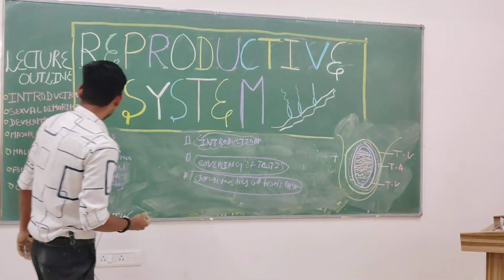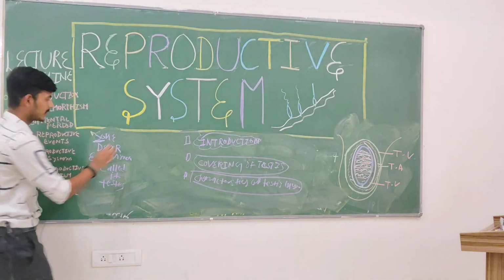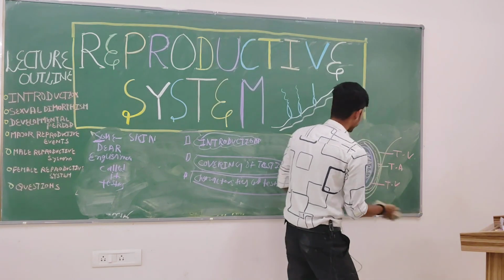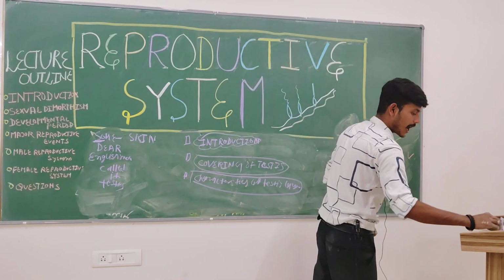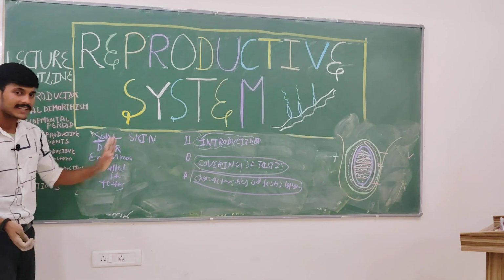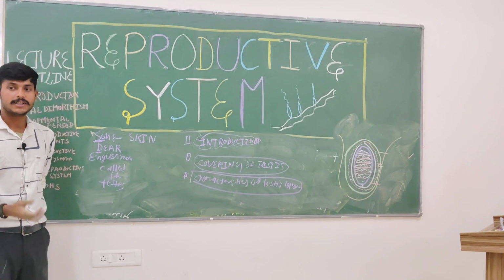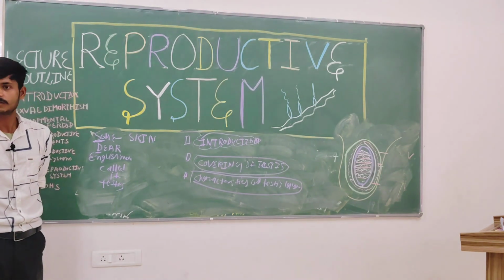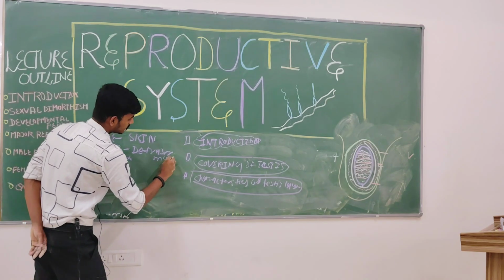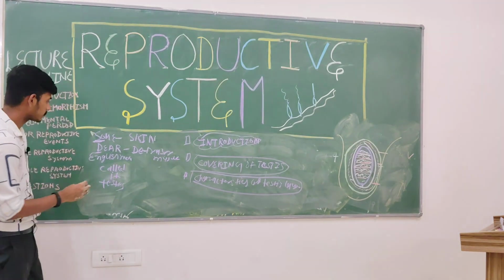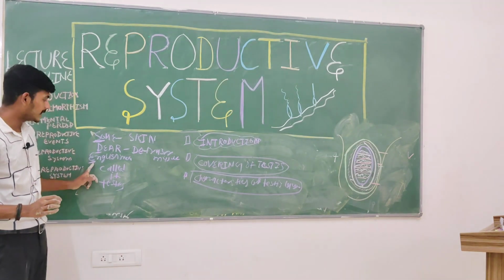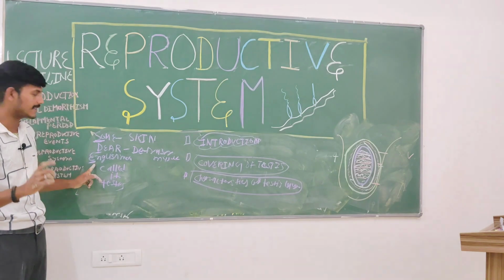See, S, the first letter. The first covering is skin, the scrotum. The outermost layer is skin. I'm talking about the covering of your scrotum. First is skin, second is D for dartos muscle. Do you have any question? No? The second is dartos muscle. Okay, the next layer, E, stands for external spermatic fascia.